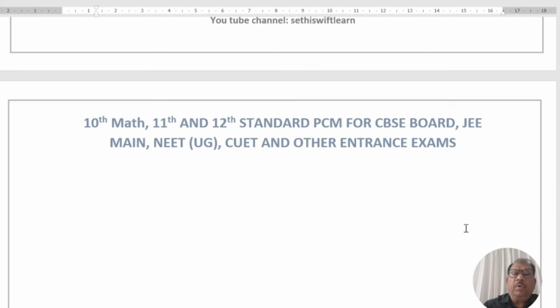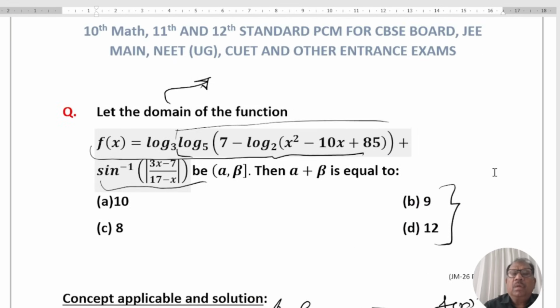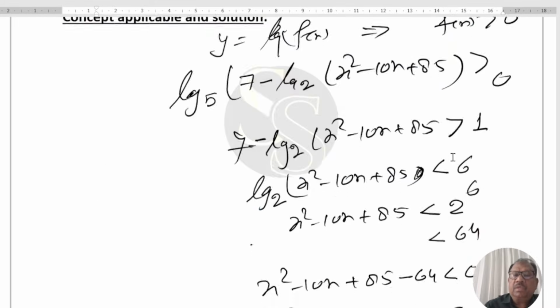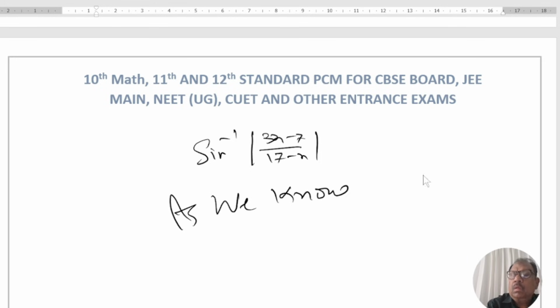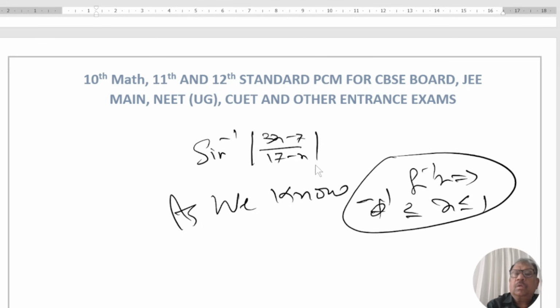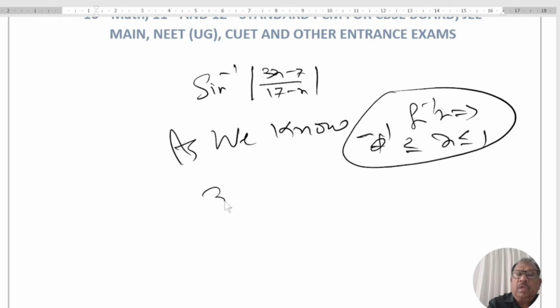Now to find the domain of sine inverse of mod (3x minus 7) upon (17 minus x). As we know, the domain of sine inverse x is x less than or equal to 1 and greater than or equal to minus 1. Now in this case, (3x minus 7) upon (17 minus x).